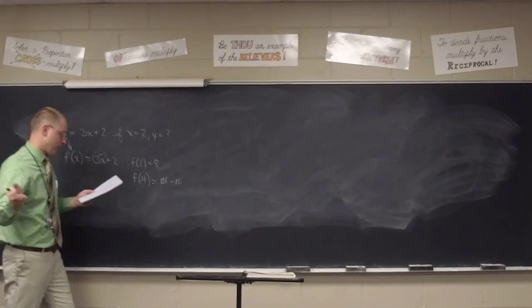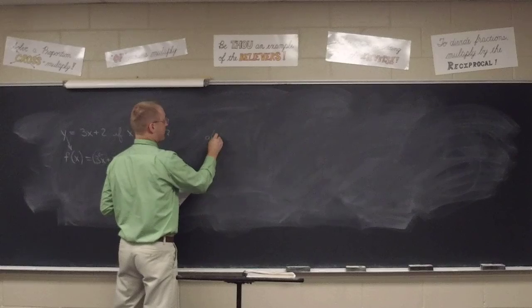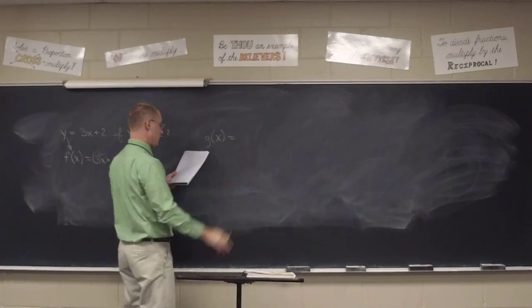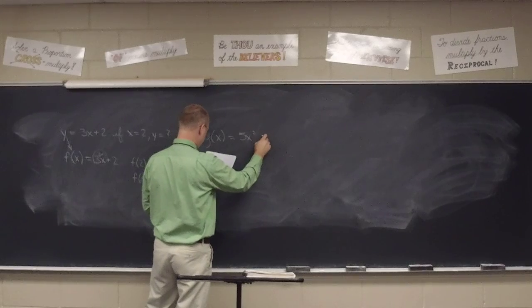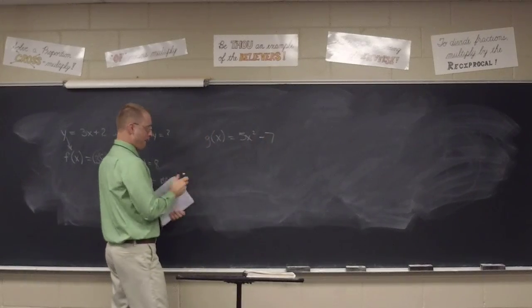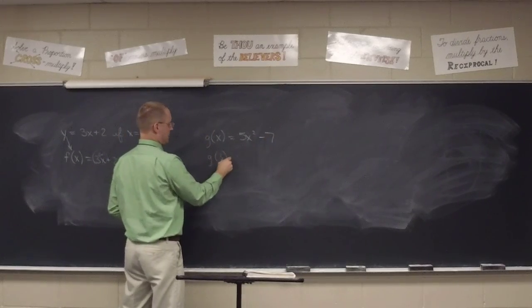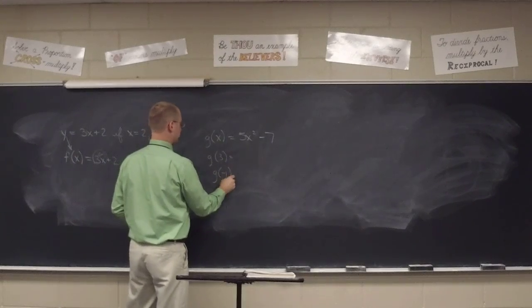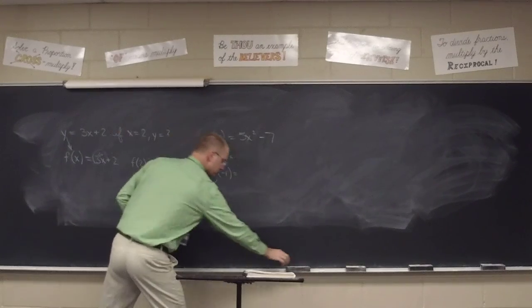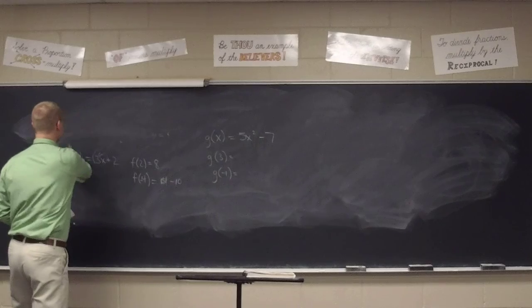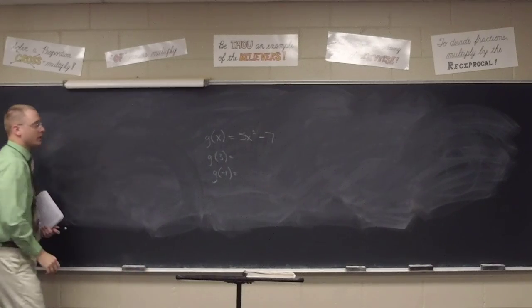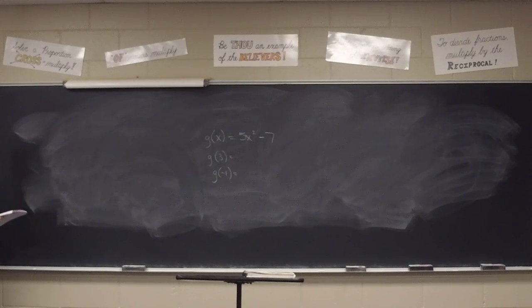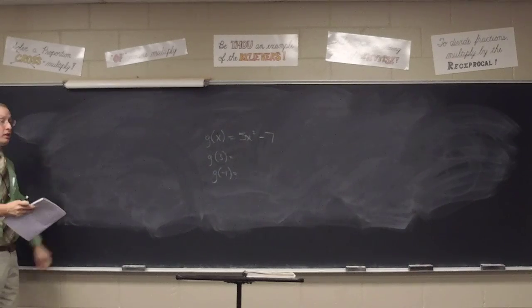All right, write this on your paper if you would, please. We can use f of x, we usually do, but remember there were other letters. G and h are often used as well. Suppose g of x is 5x squared minus 7. I want you to find g of 3 and g of negative 1 at your seats.